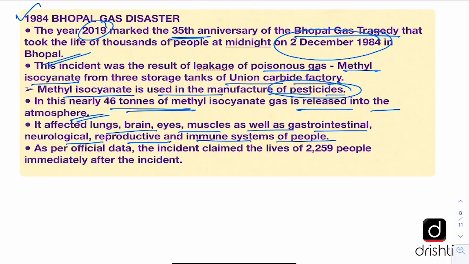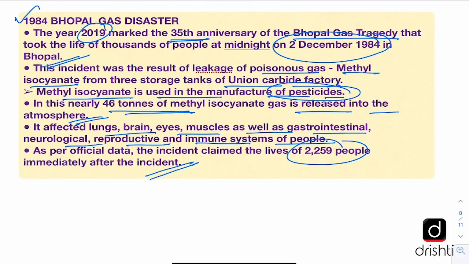It affected the lungs, brain, eyes, muscles as well as gastrointestinal, neurological, reproductive and immune system of people. And as per the official data, the incident claimed the lives of 2,259 people immediately after the incident. Bhopal Gas Tragedy remains the world's worst industrial disaster, and the recent incident in Visakhapatnam has brought back the memories of Bhopal Gas Tragedy. Though the incident is much smaller in scale and even styrene is not as poisonous as methyl isocyanate, it goes on to show that even after 35 years, India has not moved much in the industrial safety field and we still remain susceptible to such industrial disasters.